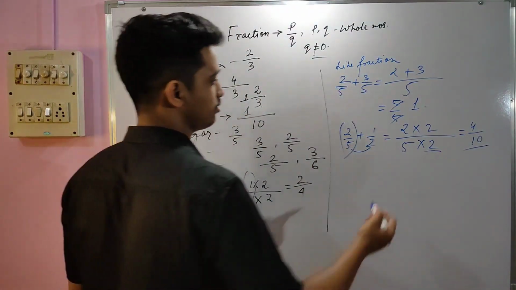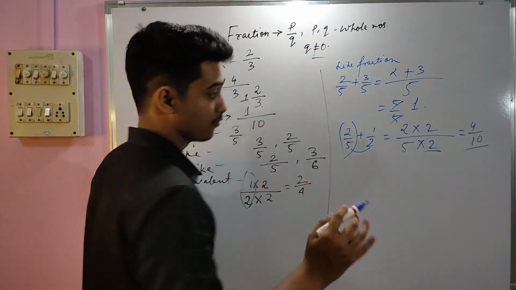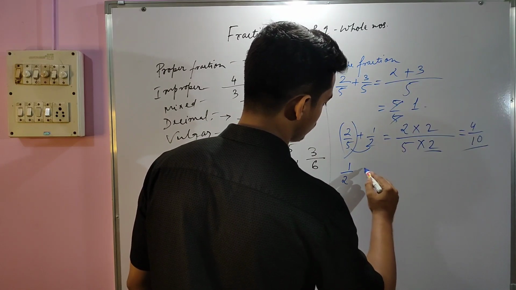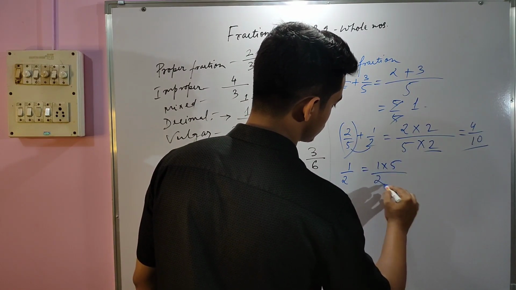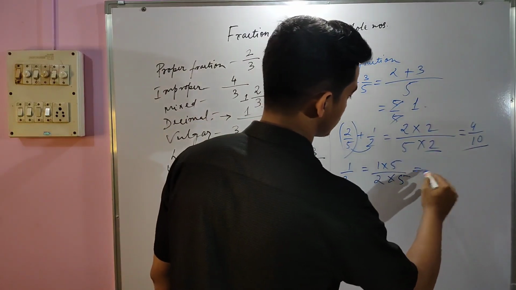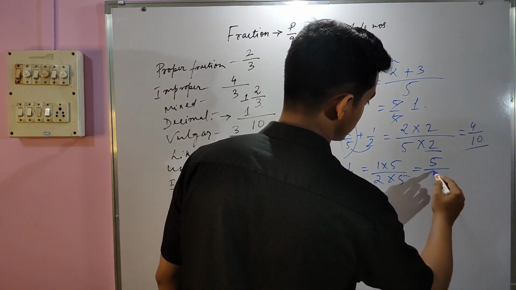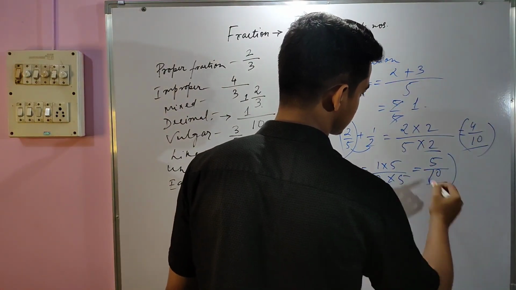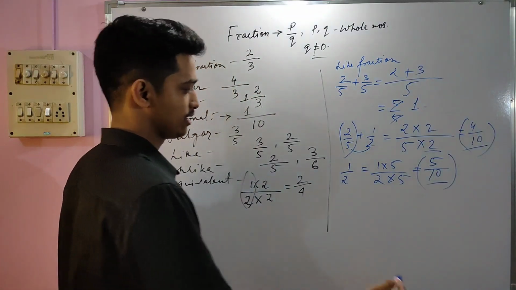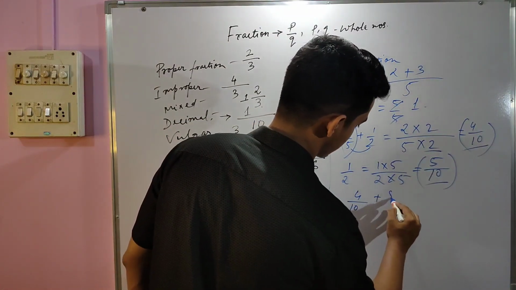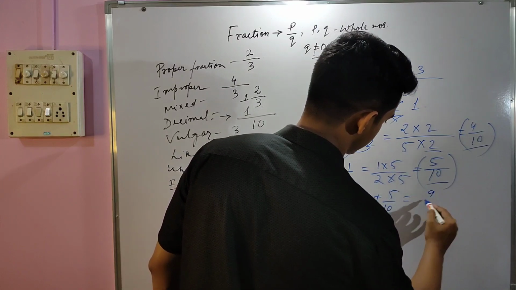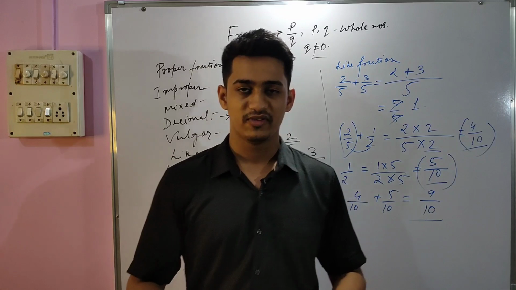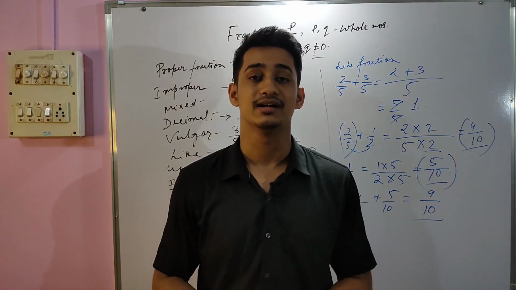We have to find the equivalent fraction of both the fractions for which the denominator must be same. So for half, what we have to do? 2 into 5 will give you 10, so we have to multiply with 5 only. So 5 by 10. And for adding, now the sum is very easy because it is coming under like fractions, right? So 4 by 10 plus 5 by 10 will give you 9 by 10. So that is the summary of my previous video.